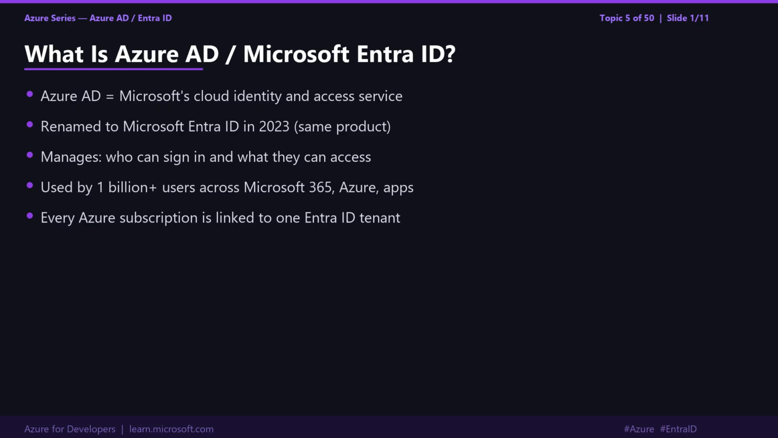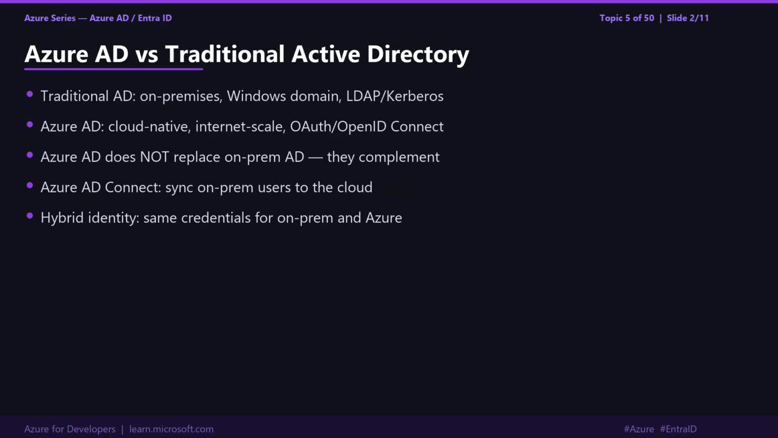This is where many developers get confused. Azure AD and traditional on-premises Active Directory sound similar, but they are fundamentally different products. Traditional Active Directory has been the backbone of enterprise Windows networks since the late 1990s. It manages computers joined to a domain, group policies that control those computers, and authentication using Kerberos and LDAP protocols. It lives entirely on your own servers inside your network.